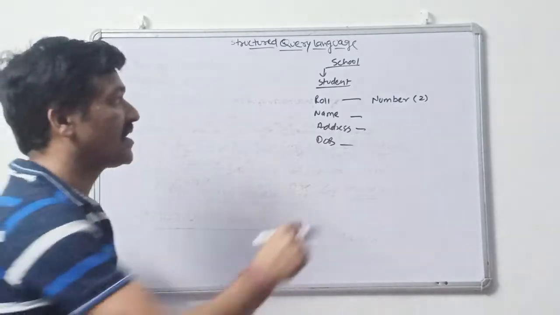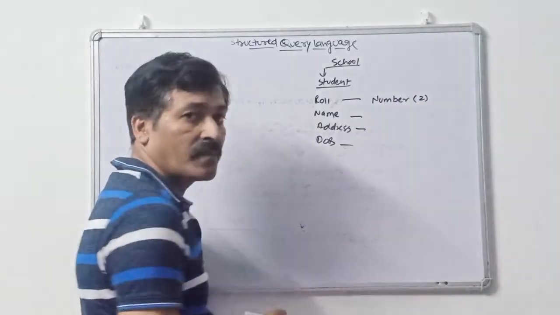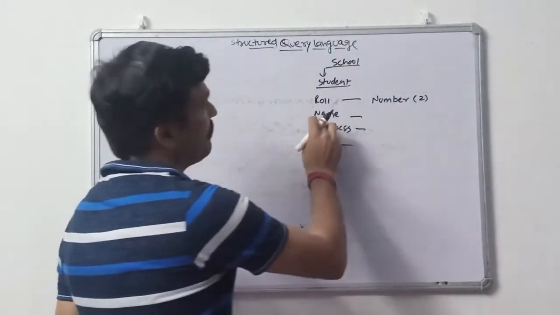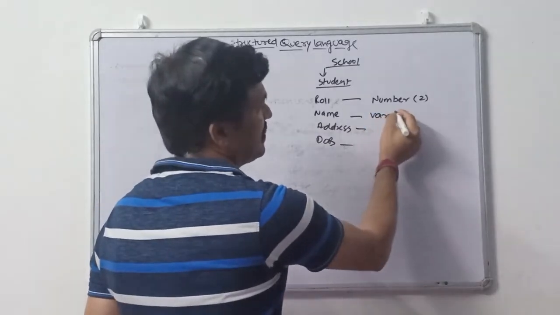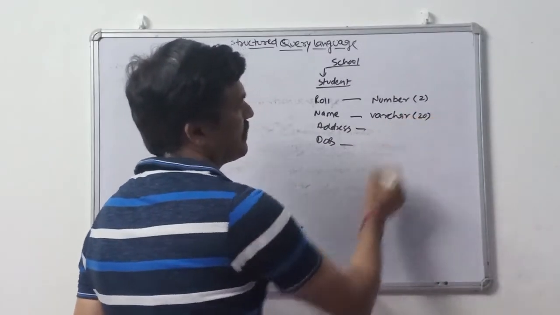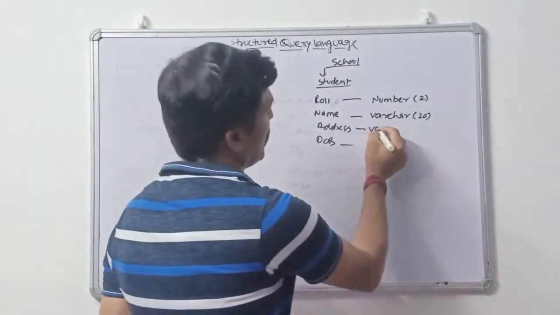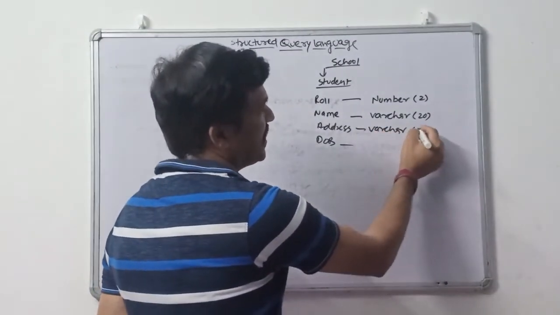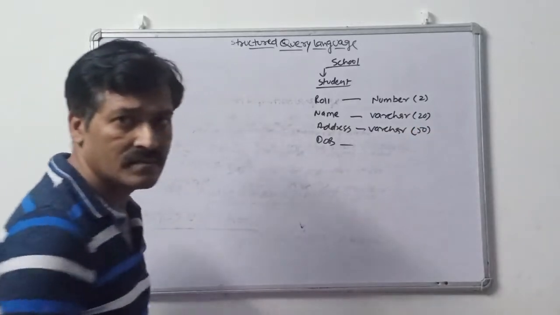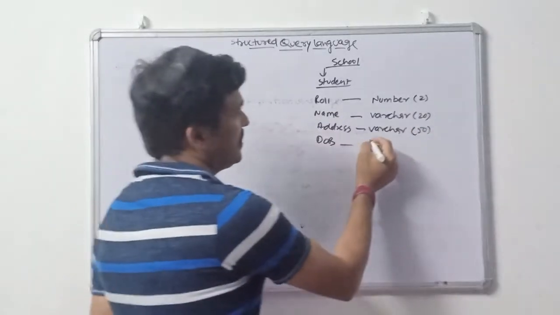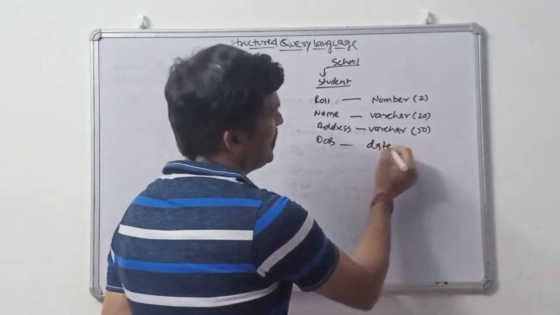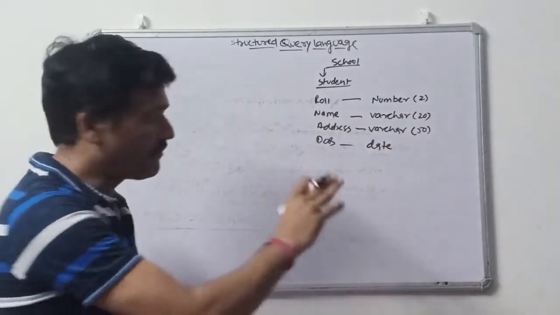Maximum a 2-digit number can be stored in this data type. Name can be varied, is taken as varchar, maximum size 20 given. Address can be varchar, the size 50 given. The date of birth is a type date. No limits are given.